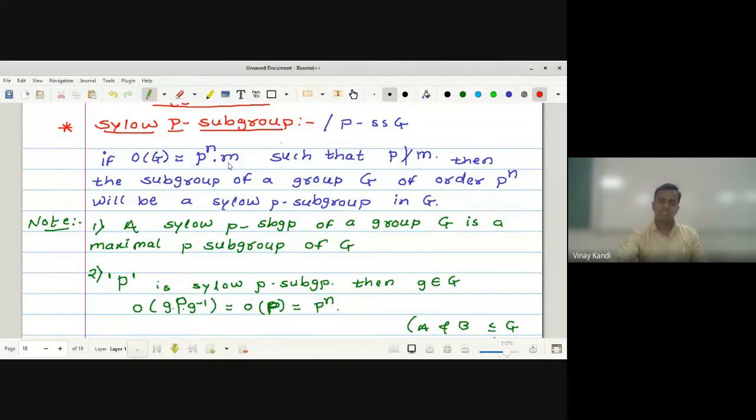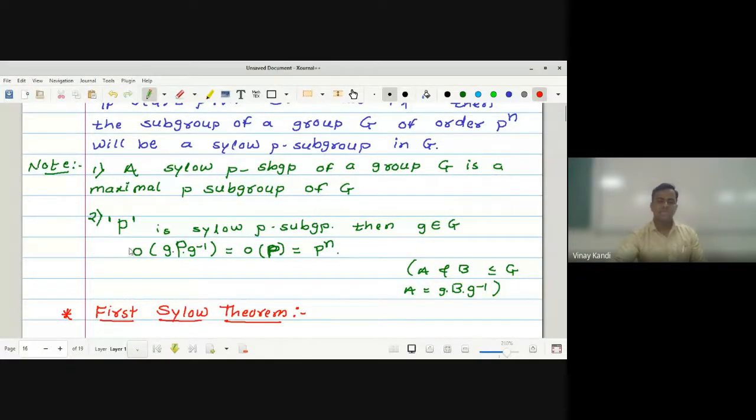Sometimes in NET questions they give: suppose p raised to n into m such that the GCD of p and m is 1. It means that p does not divide m. Then the subgroup of the group G of order p raised to n will be a Sylow p-subgroup. This is the Sylow p-subgroup. And any conjugate subgroup of this Sylow p-subgroup will also be a Sylow p-subgroup, a maximal p-subgroup. Okay, any doubt? No, sir.